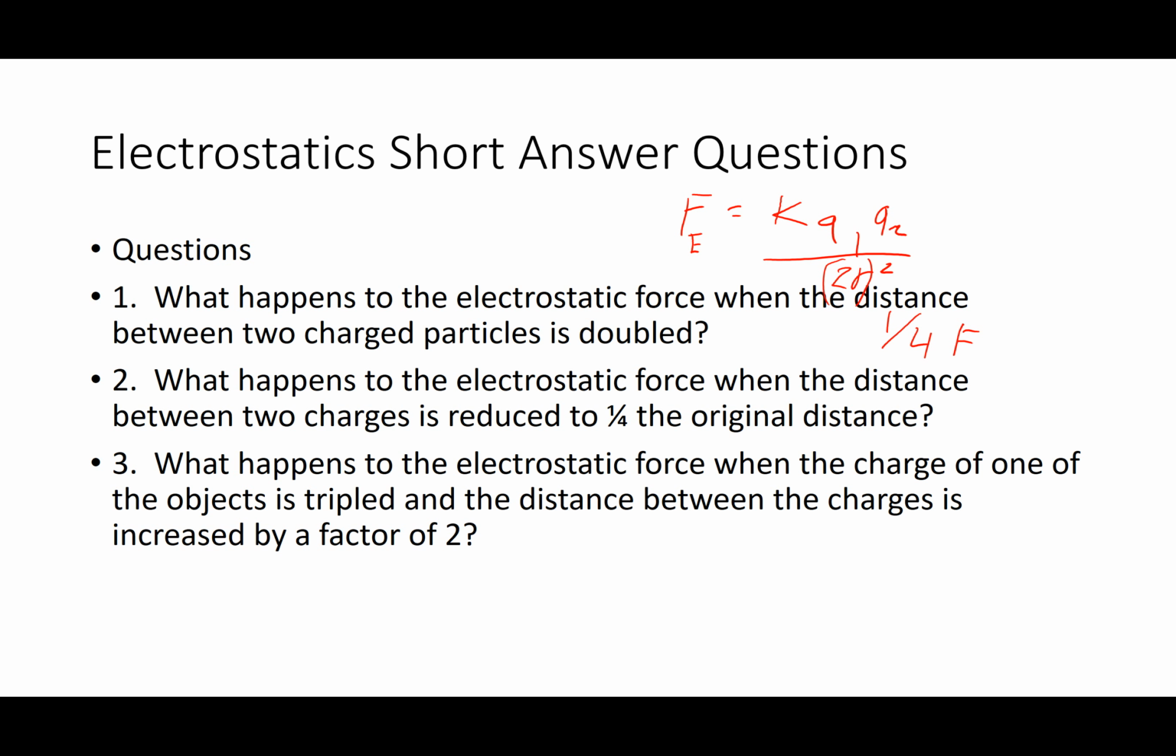Remember that Coulomb's law and the law of universal gravitation are both inverse square laws. The magnitude of the force varies inversely with the square of the distance between the objects' centers.